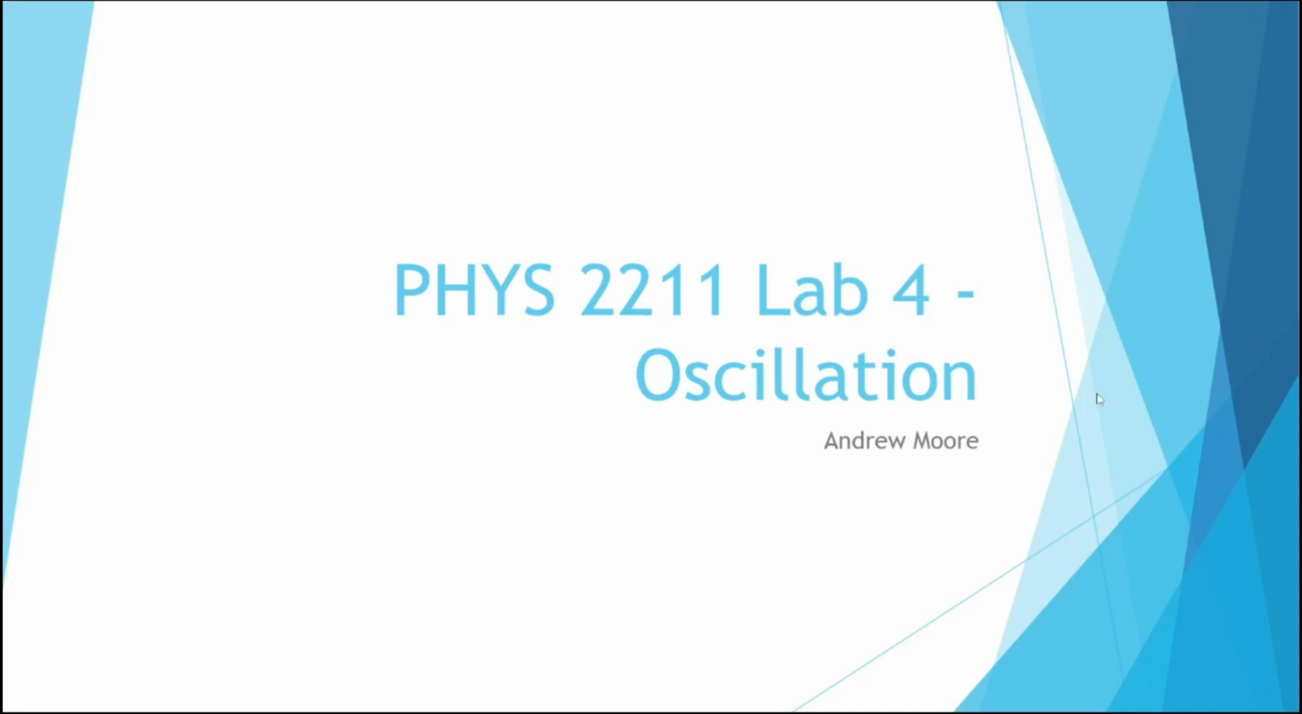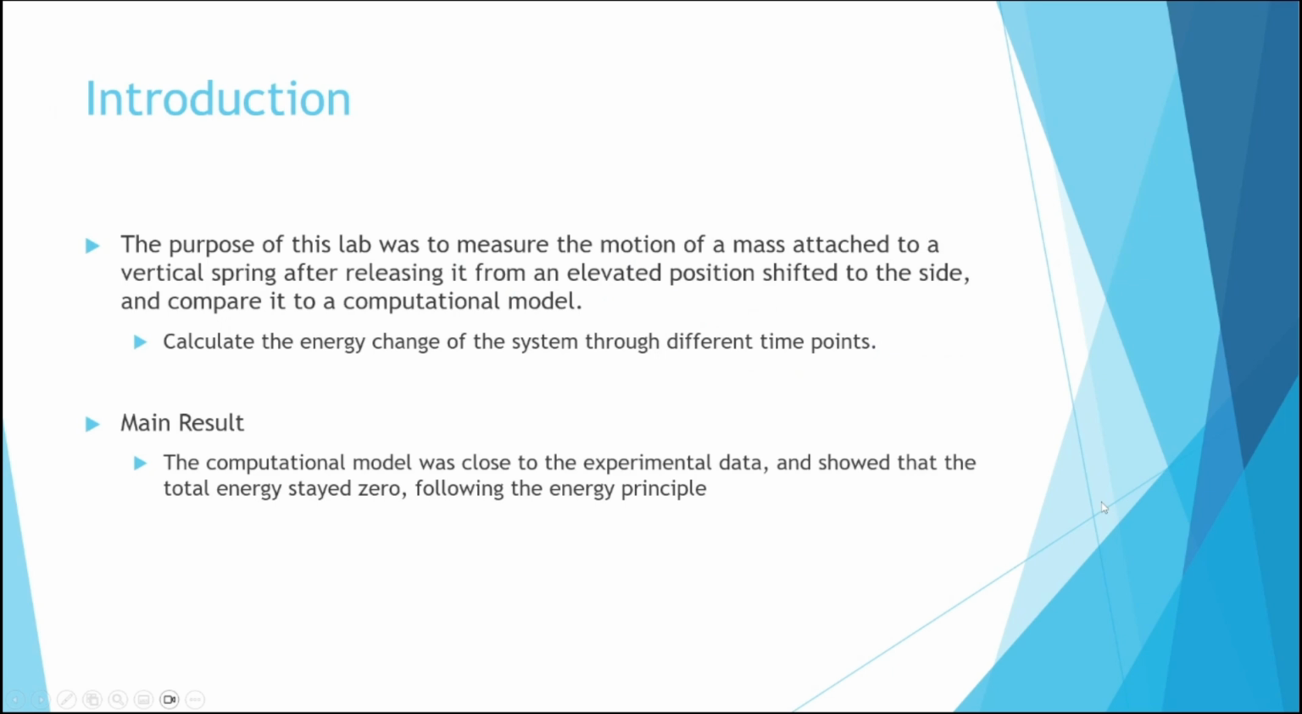Hello, this is my lab video for Lab 4 about oscillation. The purpose of this lab was to measure the motion of a mass attached to a vertical spring after releasing it from some elevated position that was shifted to the side and compare it to a computational model, and with this to calculate the energy change of the system through different time points.